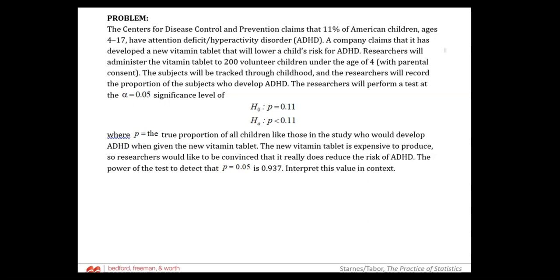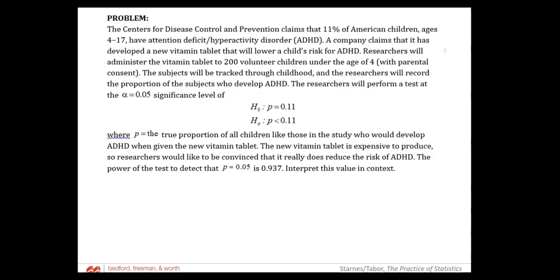The null is nothing unusual: 11% have ADHD. The alternate is we think this medicine might be working, and it's going to be less than 11% that have ADHD, where P is the true proportion of all children in the study who would develop ADHD when given the new tablet. The new vitamin tablet is expensive to produce, so researchers would like to be convinced that it really does reduce the risk of ADHD.